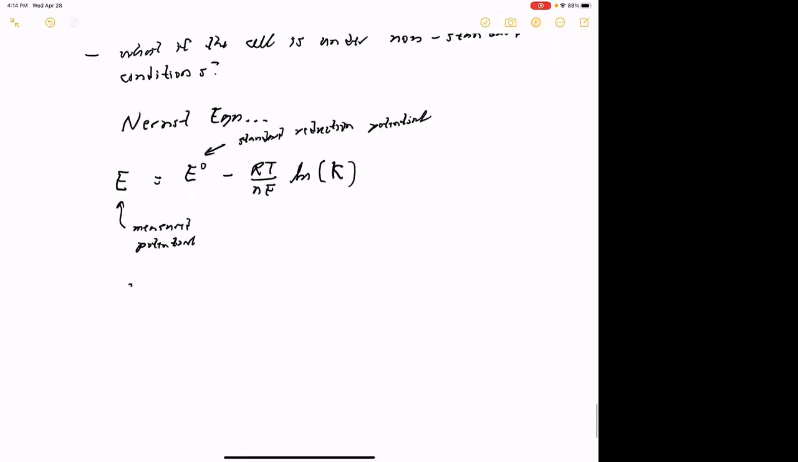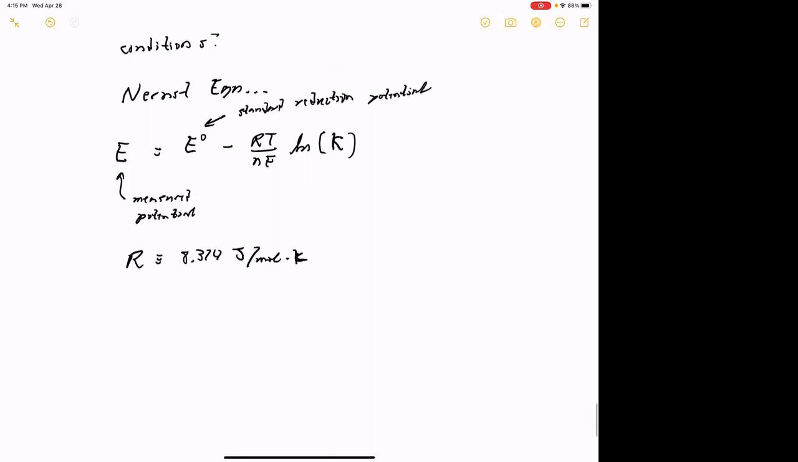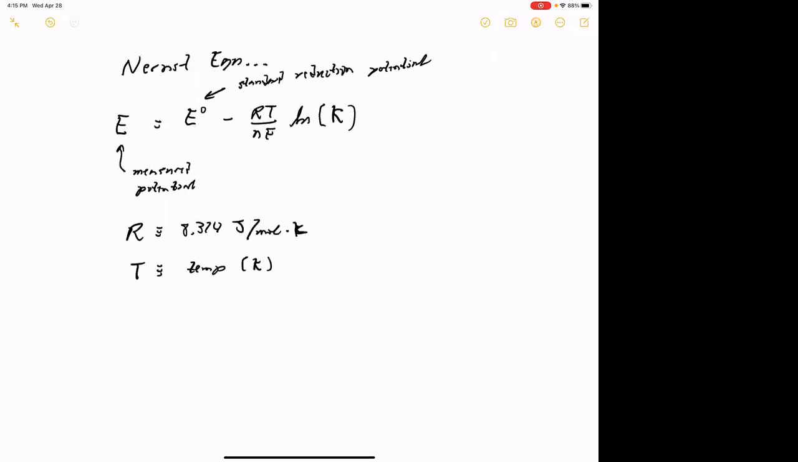Then what else have we got? Well, we've got an R there. R is the good old gas constant. It's the thermodynamic gas constant, 8.314, so that's in terms of joules per mole Kelvin. That's a Kelvin down there, big K. T is Kelvin temperature. So you can see that T is suddenly a variable in here, right? So this is where we actually account for non-standard temperature.